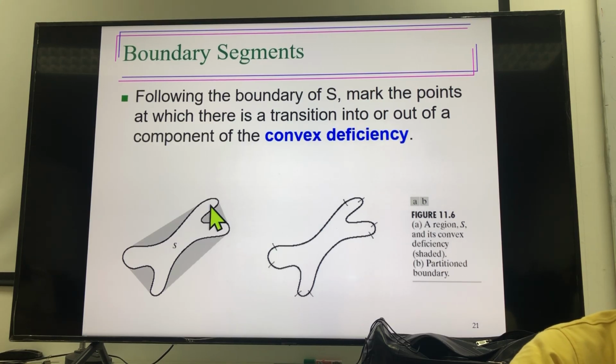For example here, this point is where it starts to change from convex to concave. So you mark this point. This is where it starts to change from concave to convex. You mark that point. So each marker is where it starts to change from convex to concave or concave to convex.